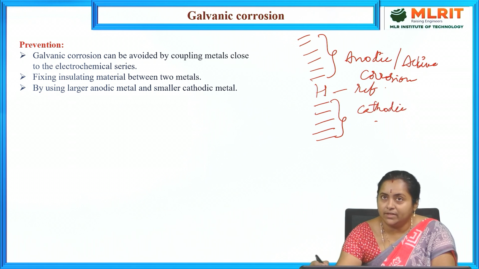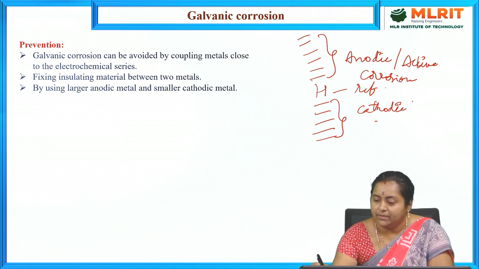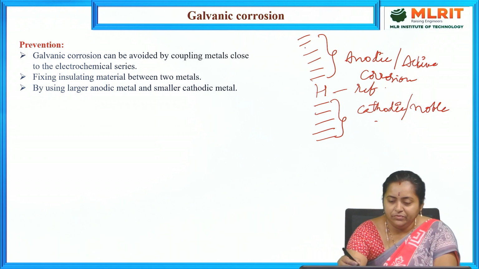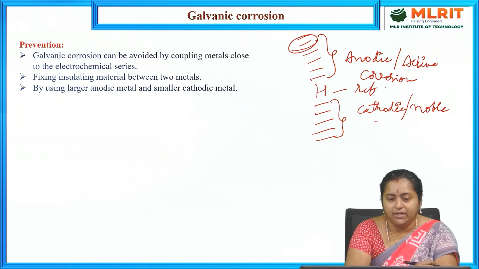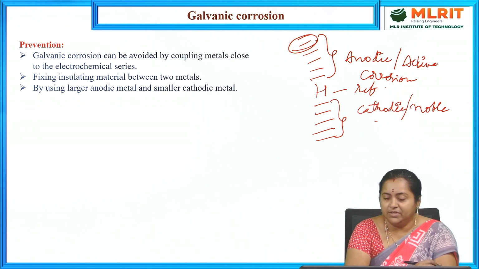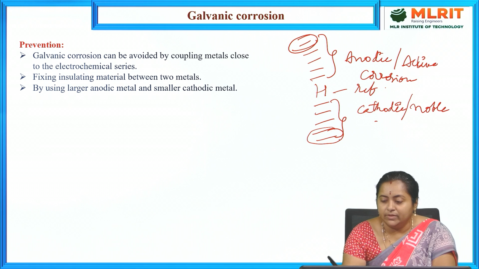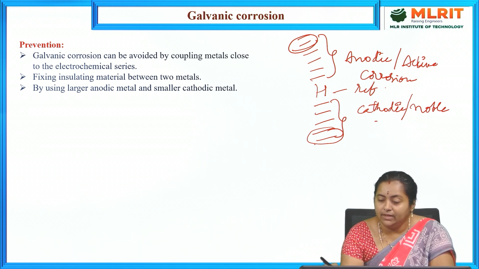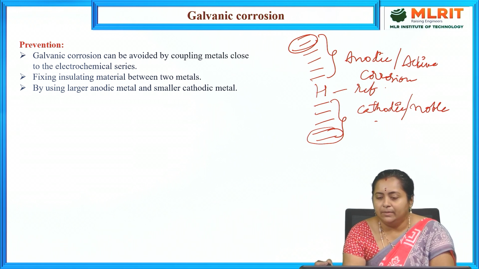As hydrogen is considered to be the reference one, the metals placed below hydrogen in the electrochemical series are more cathodic, or we call them more noble metals. So, if you select metals at the highest positions in the electrochemical series, there is usually a chance for formation of galvanic corrosion. And similarly, if we choose metals at the very lowest positions in the electrochemical series, there is a chance for formation of a galvanic cell on the surface of the anodic metal.